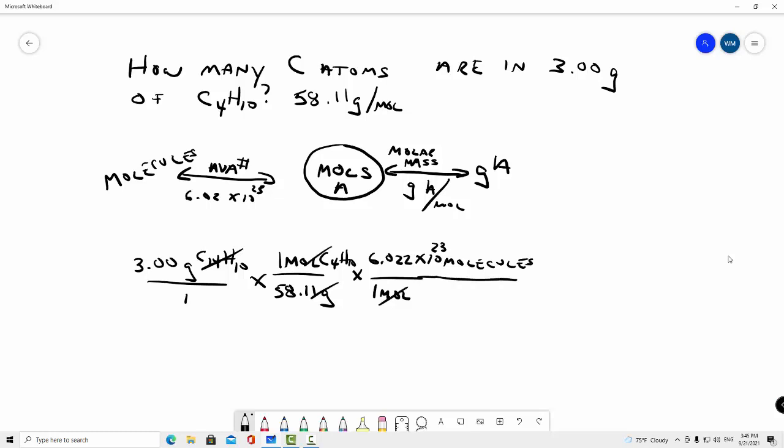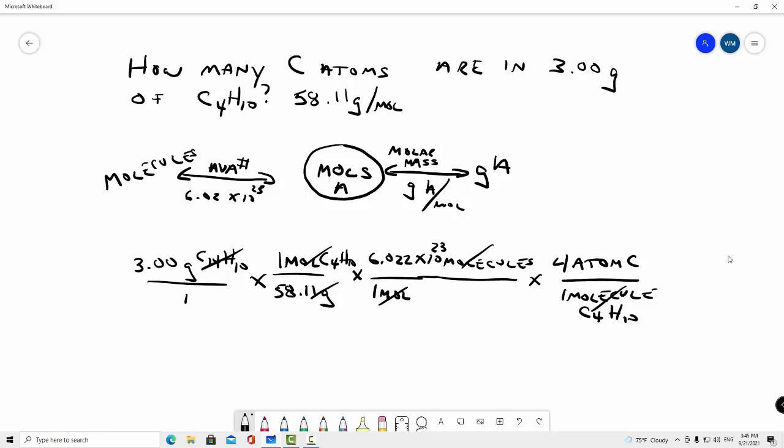And the last fact that I need looks at the formula, C4H10. That formula tells me I have 4 atoms of carbon for every 1 molecule of the butane. So molecules of butane cancel. So using dimensional analysis, everything should cancel except for atoms of carbon.